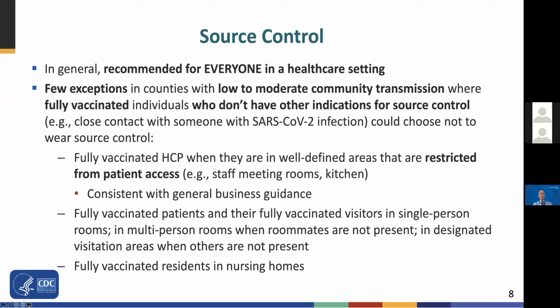But the people for whom source control might be considered not to use source control when we get to the place of having low to moderate community transmission are fully vaccinated healthcare personnel when they're in well-defined areas away from patients. So if you're a coder or a biller who doesn't interact with patients, or in a staff meeting room with just other staff, et cetera, fully vaccinated healthcare personnel could consider not using source control when we get to the point of being in areas with low to moderate community transmission. The same would apply for fully vaccinated patients and their visitors who are also fully vaccinated when they're visiting together alone in their room, and fully vaccinated residents in nursing homes. Again, this all applies to places with low to moderate community transmission. Next slide, please.